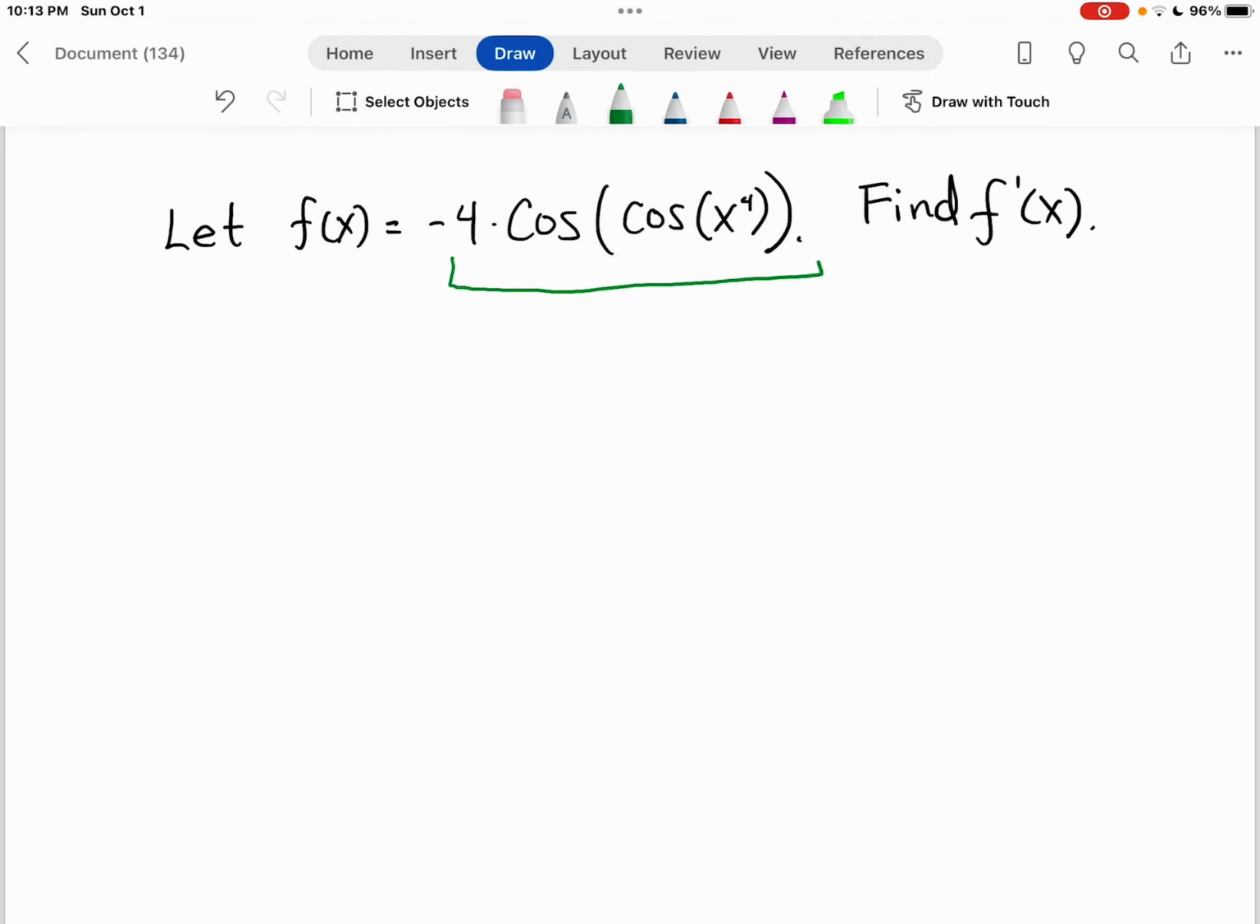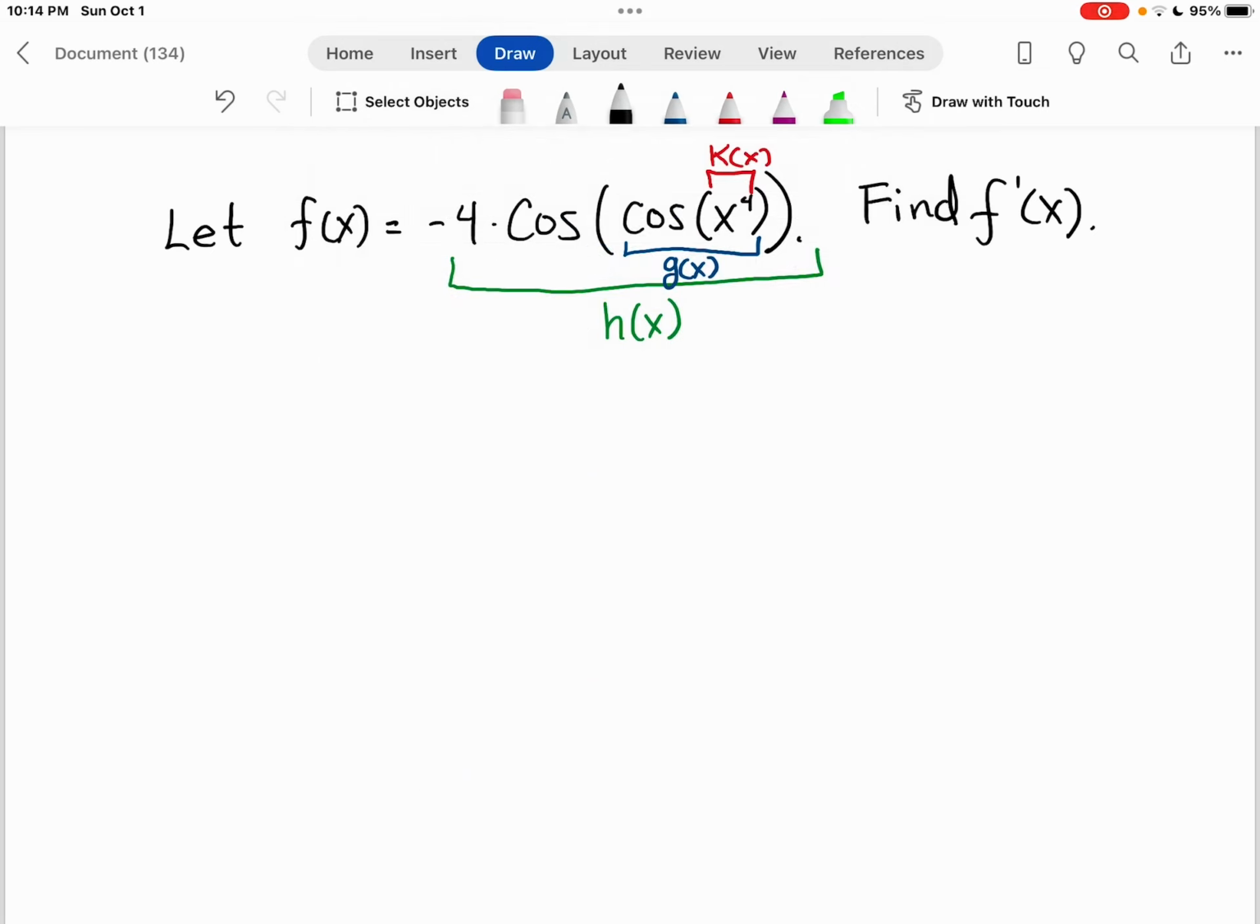Let's call this function here h of x. And that's the -4 cosine. But inside the -4 cosine, we have another function. We'll call that g of x. And then inside that, we'll call that k of x.